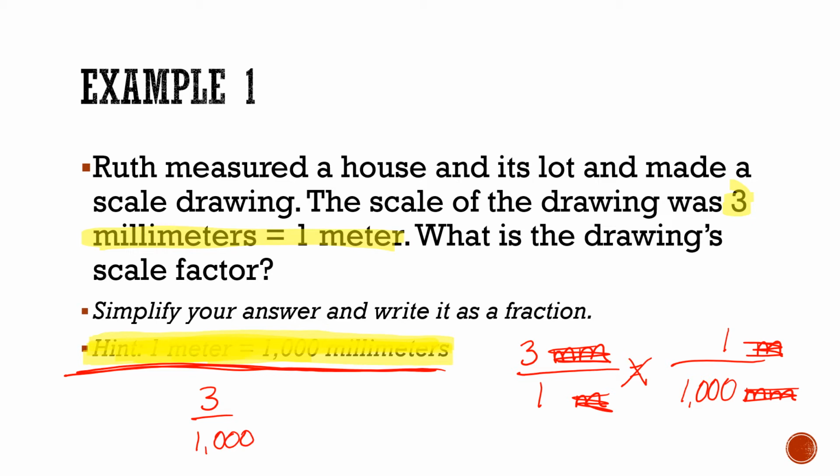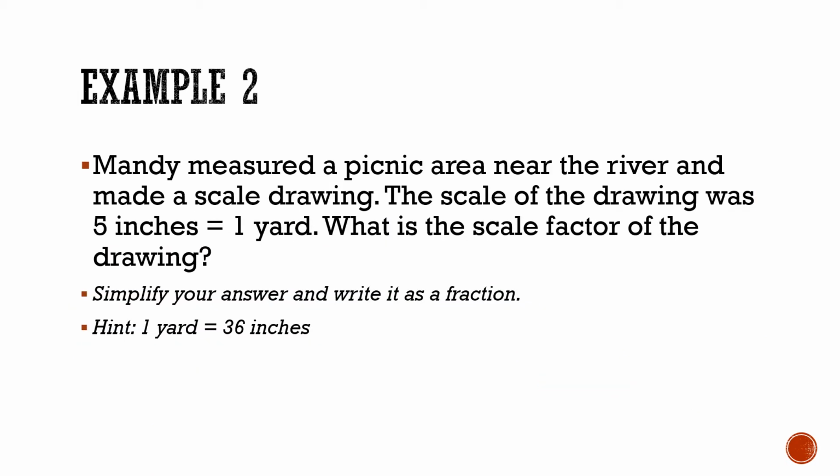And notice it tells us to simplify our answer and write it as a fraction. So have we simplified 3 over 1,000? 3 will not go into 1,000, so that means it is indeed simplified, which means our answer would be 3 over 1,000. Again, you're going to need this information, so make sure you're writing it down somewhere.